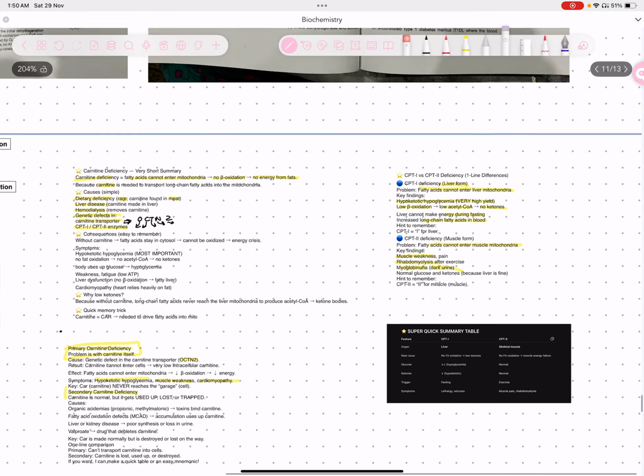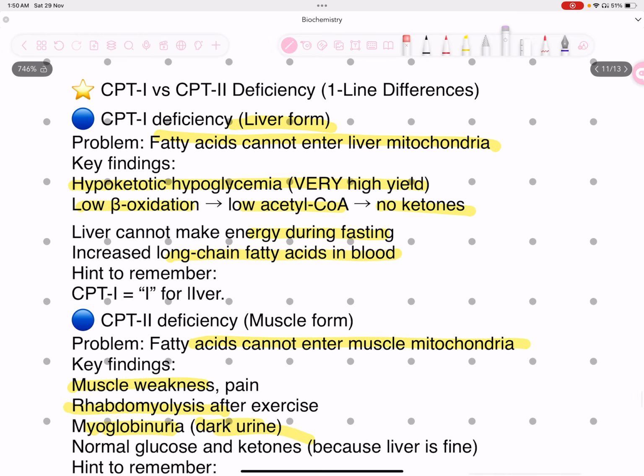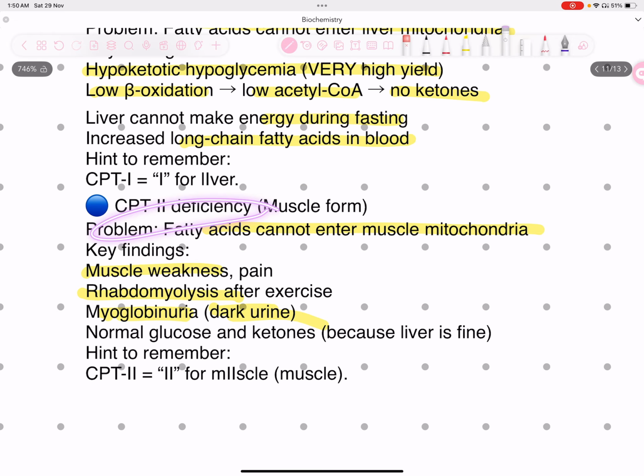When you talk about CPT-I and CPT-II deficiencies, in CPT-I deficiency, this is the liver form. Fatty acids cannot enter the liver mitochondria. In CPT-II, the fatty acids cannot enter the muscle mitochondria. Because they cannot enter liver mitochondria, there'll be hypoketotic hypoglycemia, and the trigger factor is usually fasting. And the long chain fatty acids remain in blood. Whereas in CPT-II deficiency, there'll be muscle weakness and rhabdomyolysis because fatty acids cannot enter the muscle mitochondria, so there'll be very little ATP, and there'll be myoglobinuria and myoglobinemia.